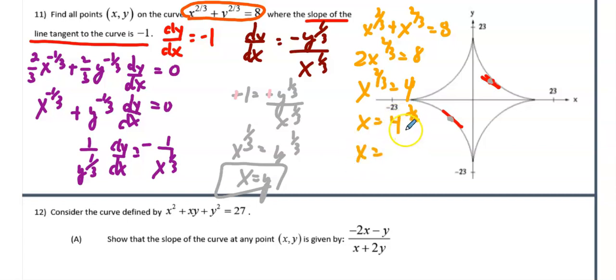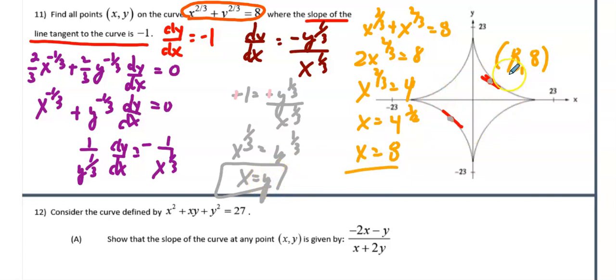We get x, and I always tell students take the square root first. Take this bottom part, take the root, so that's going to be 4. Take the square root of 4, which is 2, cubed is going to be 8. So x is equal to 8. So we know that this one's going to be 8. And again, because x is equal to y.